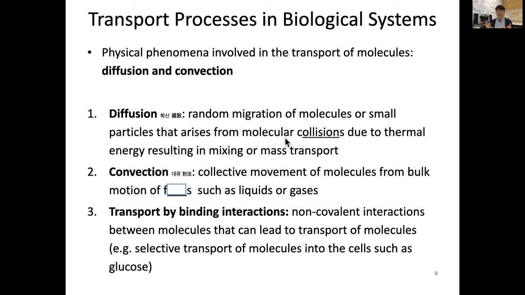On the other hand, we also know that a bulk motion of fluid, such as a liquid or gas, is a collective movement of molecules, and that is called convection. These two processes are very important specifically for biological systems, especially for the basic unit of our body, the cell. Across the cell membrane, the transport of molecules is very, very important. Transport by binding interaction is another set we want to discuss. It involves non-covalent interactions between molecules that can lead to transport of molecules in and out of the cell. For example, selective transport of molecules into the cell, such as glucose, which is one of the most important molecules.